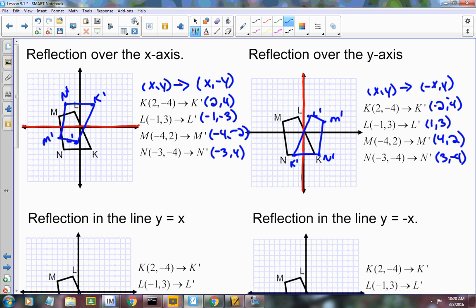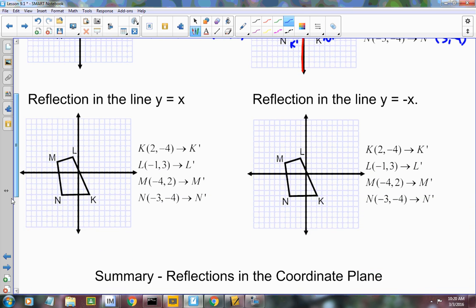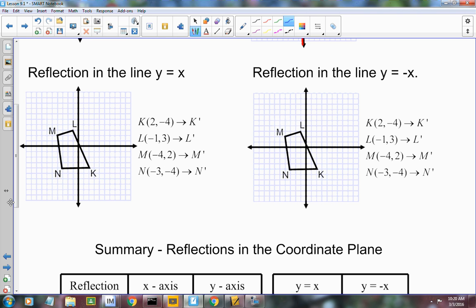So if you reflect over the x-axis, your y-coordinate changes sign. If you reflect over the y-axis, your x-coordinate changes sign. Okay, so they kind of have the opposite relationship there. All right, now we want to reflect over the line y equals x. What does the line y equals x look like?